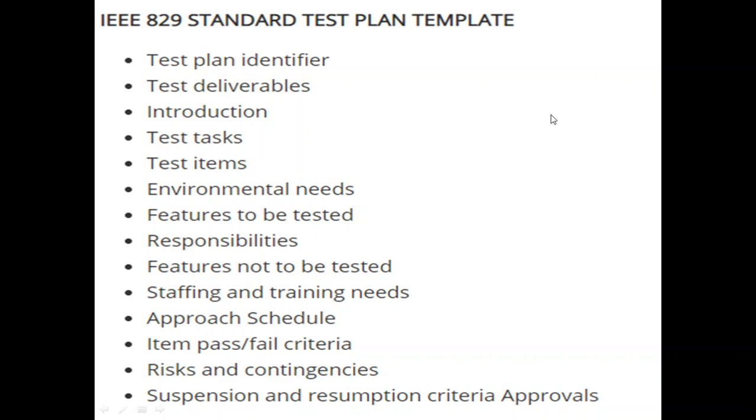So, here I am with the second part of the video on test planning. In the previous video, we came to know what is test planning, why is it important, and what is the IEEE standard and all. And we left off at this particular slide where the IEEE standard template for the test plan was discussed. So, these are the sections that are to be included in your test plan.